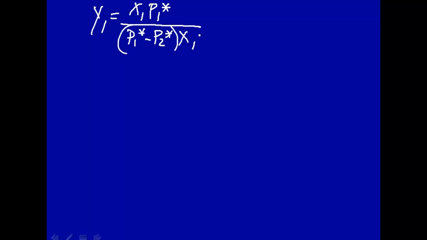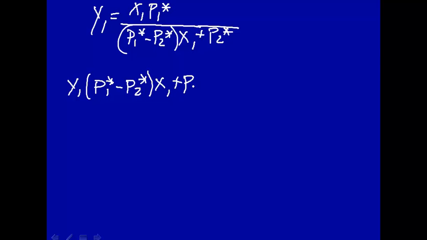So y1 will be equal to x1 P1 star divided by (P1 star minus P2 star) x1 plus P2 star. All right, so there we go. So we want to solve this for x1 equals some function of y1. All right, well, let's go ahead and do this. You can skip to the end if you're not interested in this derivation. (P1 star minus P2 star) x1 plus P2 star. y1 multiplies all of that, and that's equal to x1 P1 star.